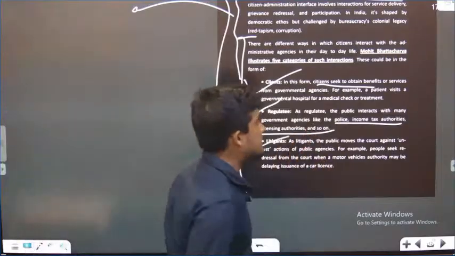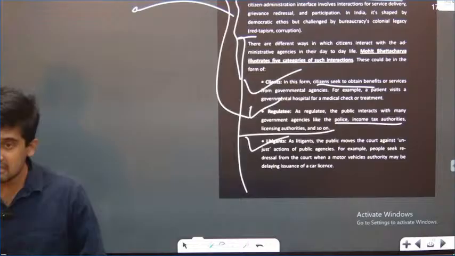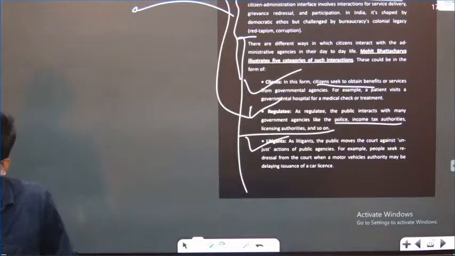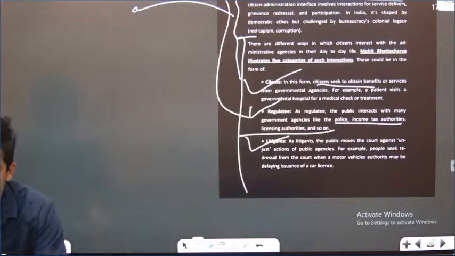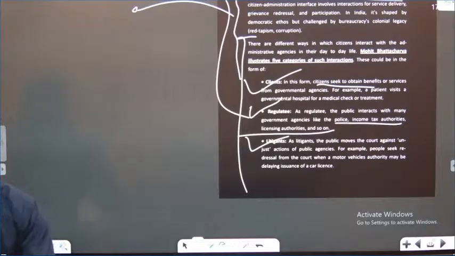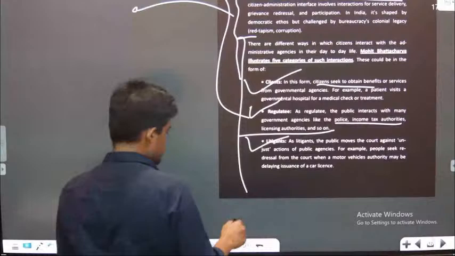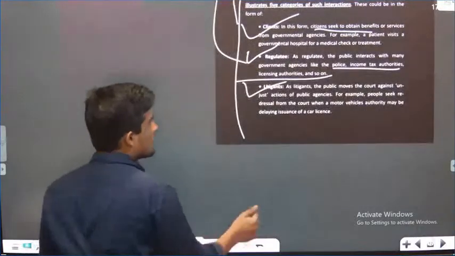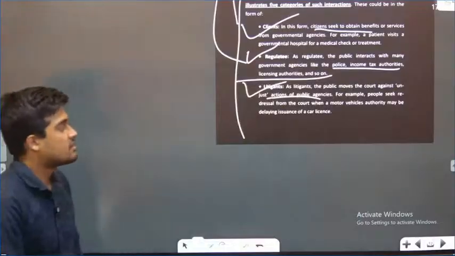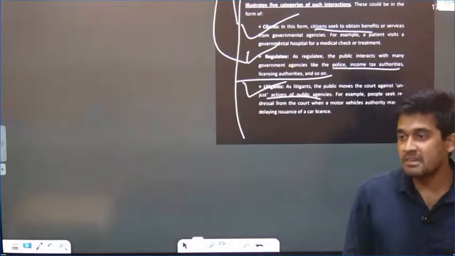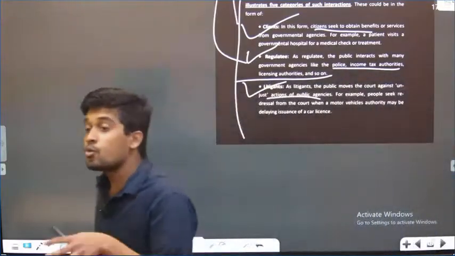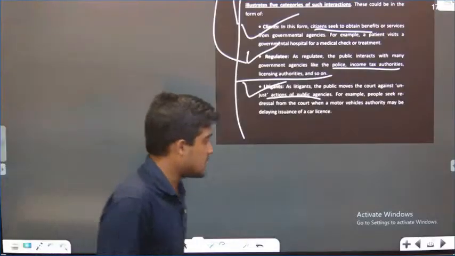Then, litigant. Citizens are also litigants in court. They go against the government, for example, MC Mehta versus Union of India. What was MC Mehta? He was a litigant. He went for litigation against the government. Judgment comes, so citizen and administration interaction also happens in court. As litigants, the public moves the court against unjust action of a public agency. If a public agency is not working well, or there is police brutality on people, they go to court.